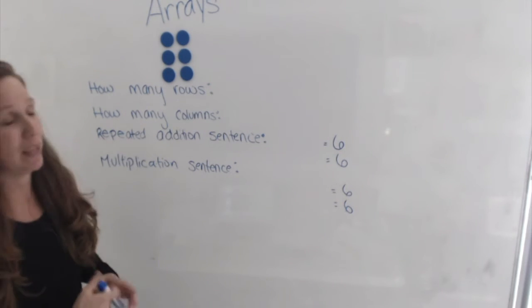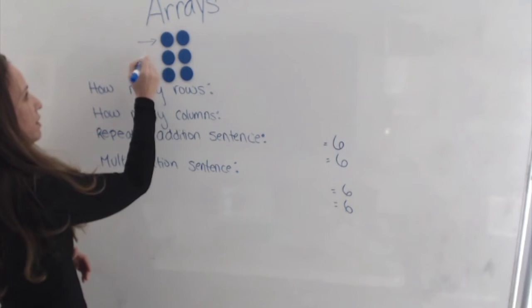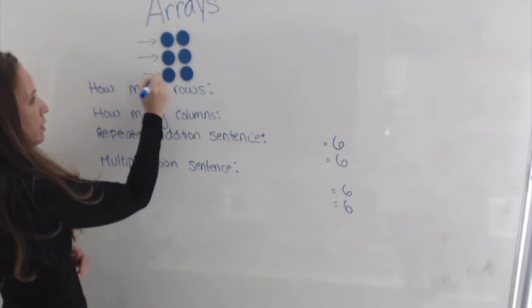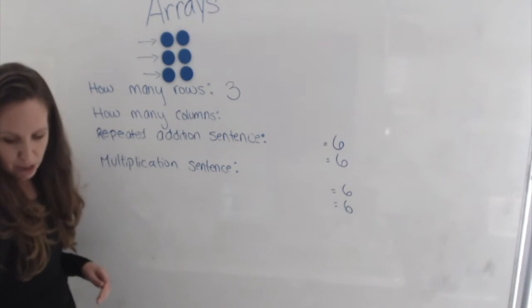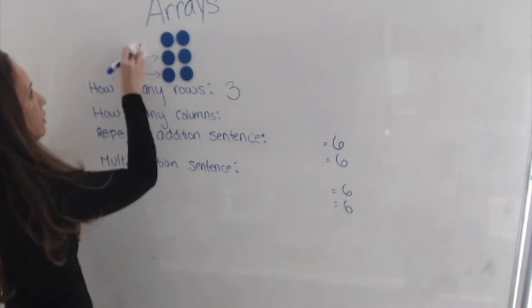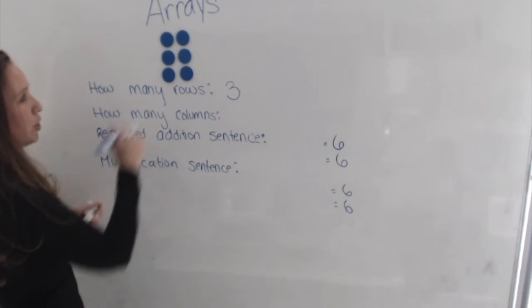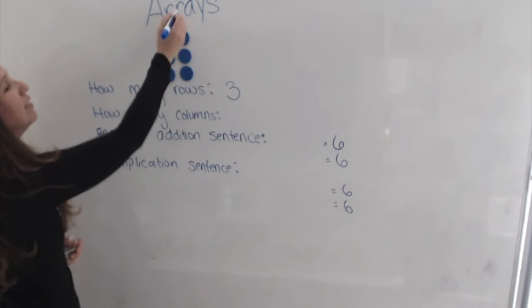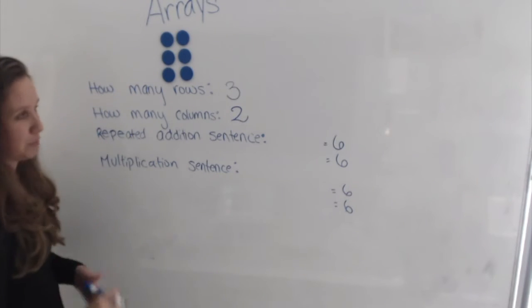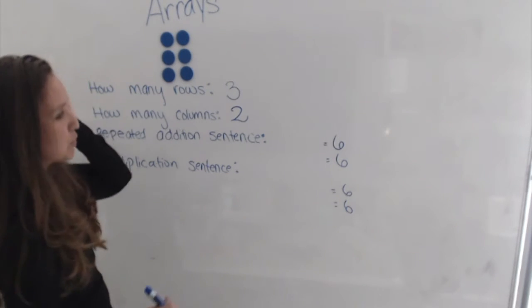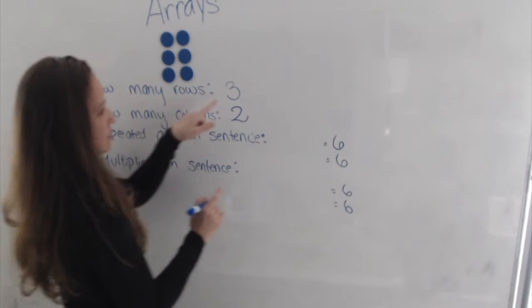How many rows do we have? 1, 2, 3 rows. How many columns do we have? How many lines are going down? 1, 2. 2 columns. So let's write our repeated addition sentence.